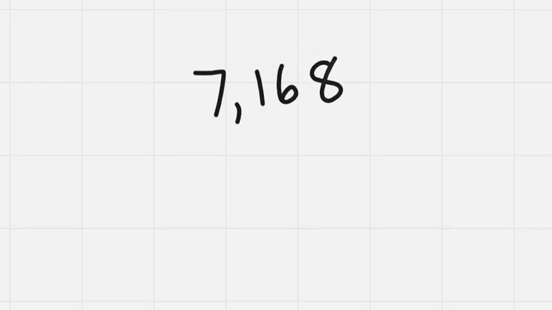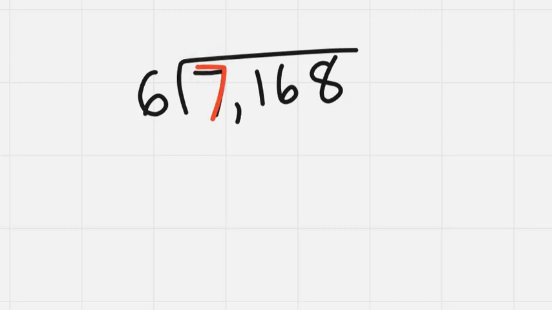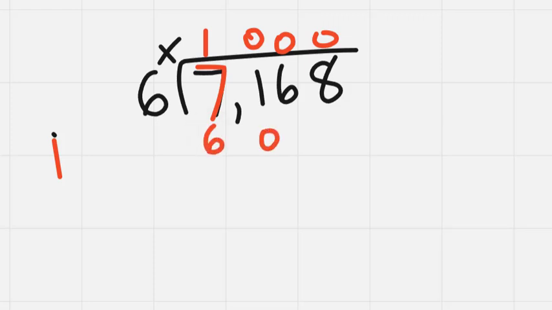7,168 divided by 6. We're going to begin by looking at the first number, which is 7. Let's count by 6 until we get to 7. 6, 12. We can only fit one 6 in 7. So we'll put a 1 above the 7 and add 3 zeros. And then we'll multiply. 6 times 1 is 6. And then we'll add the 3 zeros to subtract.